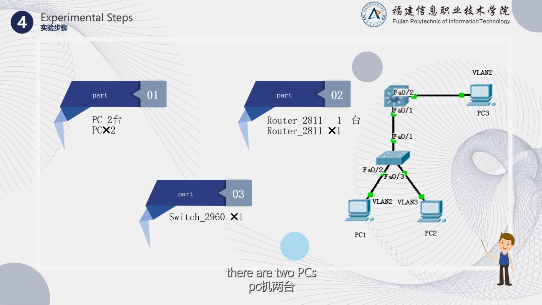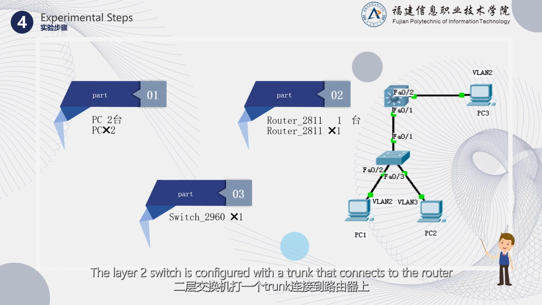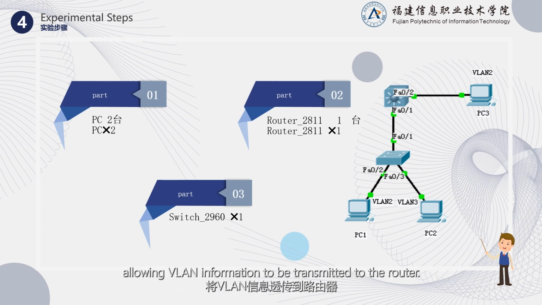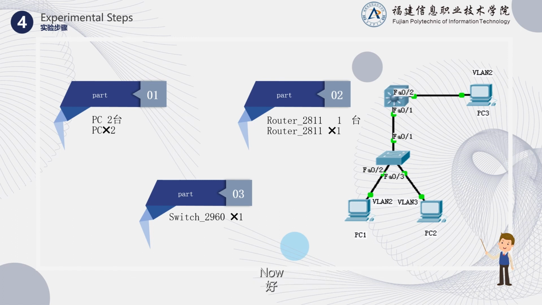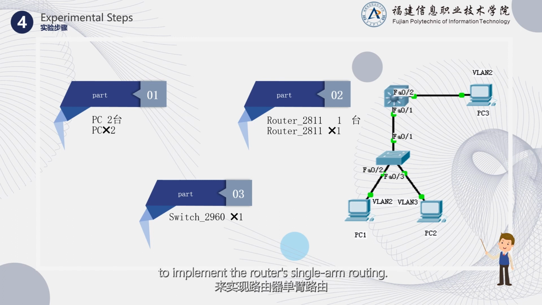First, there are two PCs, one 2811 router, and one 2960 Layer 2 switch. In the experimental topology, the two PCs are connected to the Layer 2 switch. The Layer 2 switch is configured with a trunk that connects to the router, allowing VLAN information to be transmitted to the router. Now, let's see how to use the Packet Tracer simulation software to implement the router's single-arm routing.